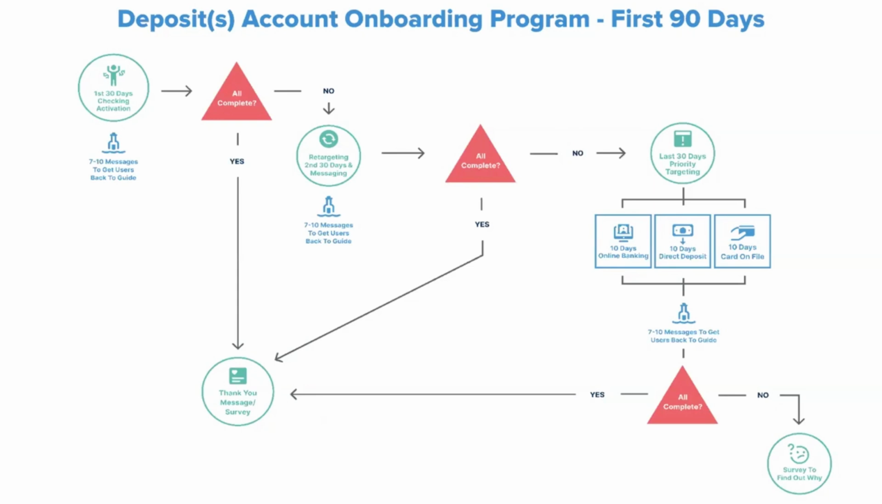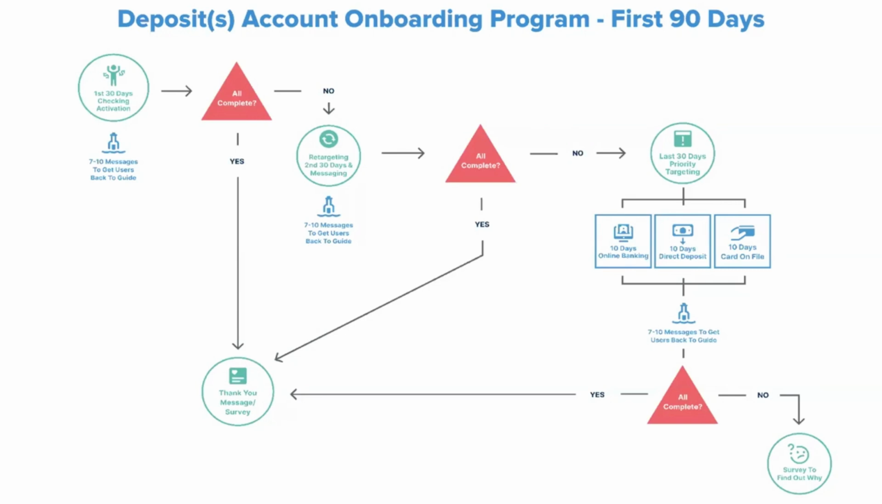So this is looking at the first 90 days of onboarding a net new customer or member. In the past, we started with that first green circle over to the far left, the first 30 days of checking activation. We're using 7 to 10 messages to get that user, that contact back to that guide. And then if they completed all of those objectives within that campaign that you guys are probably very used to, I don't think there's a single customer not using our onboarding campaign, then we would take them to a thank you message and a survey to ask how we did. But if they did not take the actions, meet the objectives in that first campaign, let's retarget them with very similar messages, just tweaked slightly, and then do another 7 to 10 messages to get them to the guide to have them finish setting up their account.